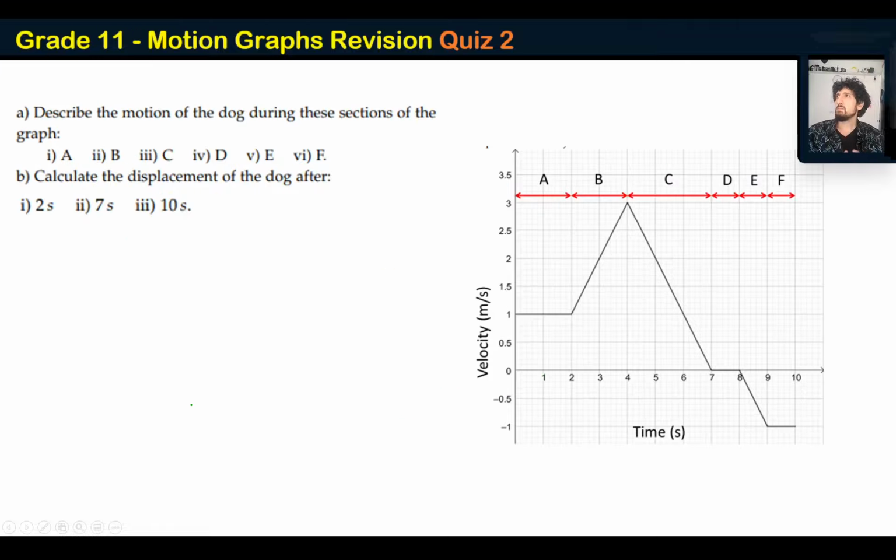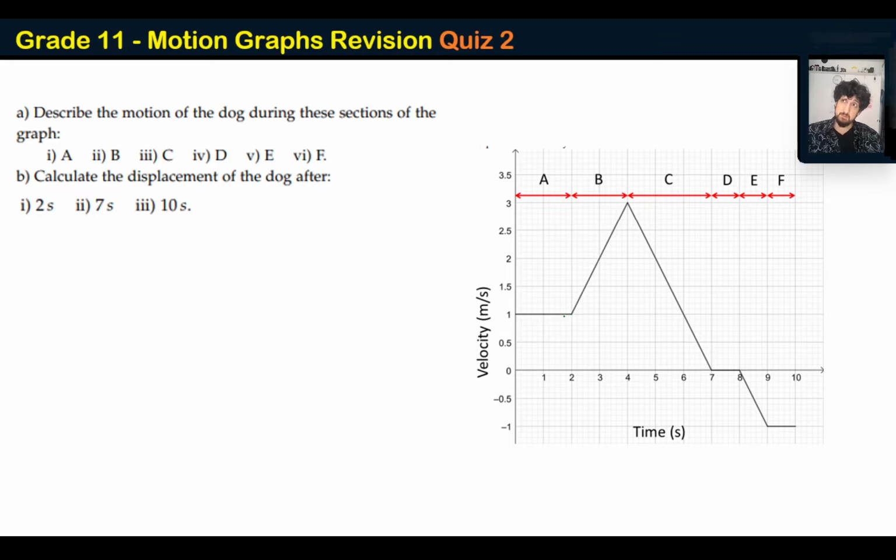Okay, let's describe the motion of the dog during these sections of the graph. We've got different sections of the graph. There's a dog. I assume the dog is running and starts off at a velocity of 1 meter per second. So it didn't start off at 0. The scenario starts with the dog already moving. So we've got a dog moving at 1 meter per second.